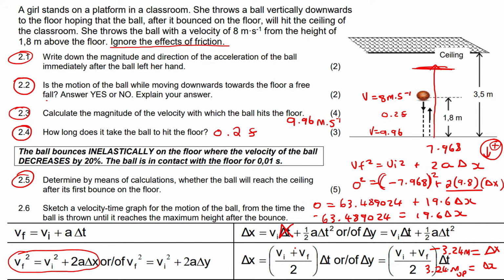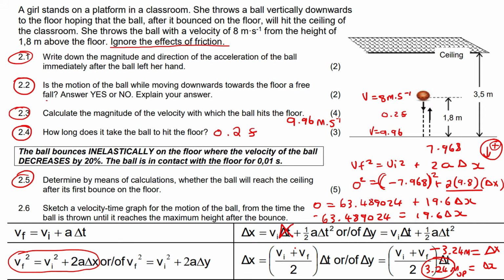So can you see that 3.24 is the highest that ball would reach before it reaches 0 velocity? So 3.24 is less than 3.5. So will the ball reach the ceiling? No, it won't. So you would do that whole calculation. You would then say, therefore, this is smaller than 3.5, therefore ball will not reach ceiling.